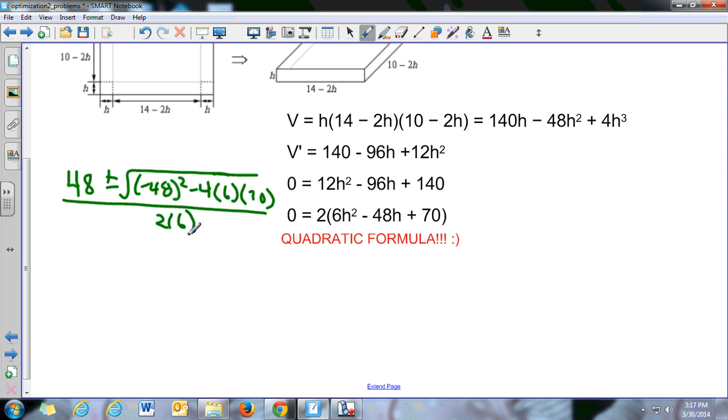Alright, so at that point, see what you get for h. Good chance you might get two answers. The question is which one's right and which one's wrong, because one will be right and one will be wrong. So we'll discuss that when I come back on Tuesday.